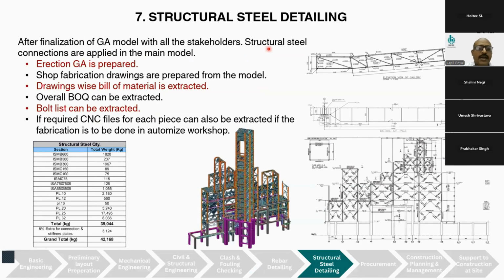Similarly, structural steel detailing is done. Since the structural model is already finalized as shown above, the steel detailer provides member-to-member standard connections and fabrication drawings are generated. Similarly, erection GAs are also prepared through the software. Overall BOQ and drawing-wise BOQ are extracted. You can even have the bolt list. And if the client selects automated workshops, then if required, CNC files can also be extracted from the software.